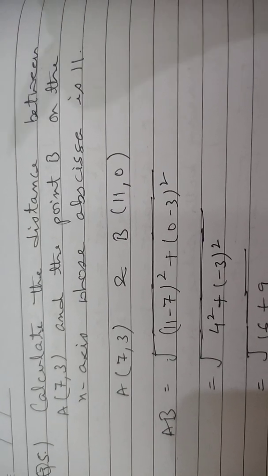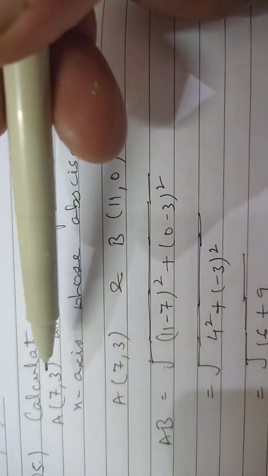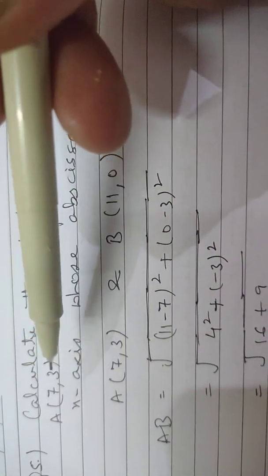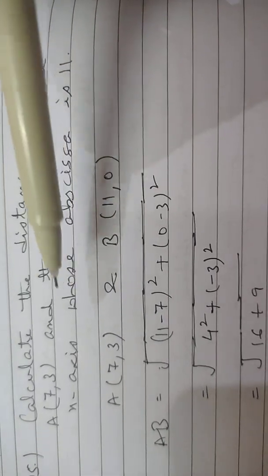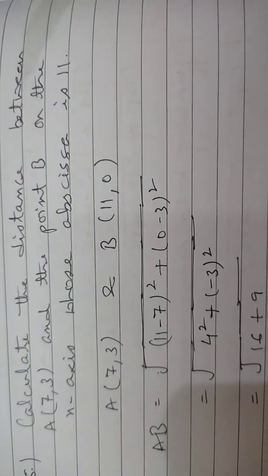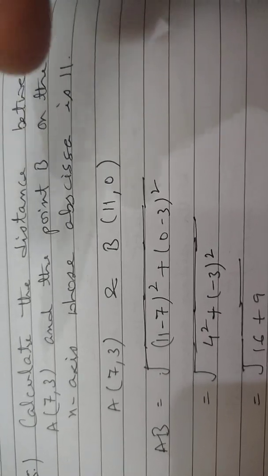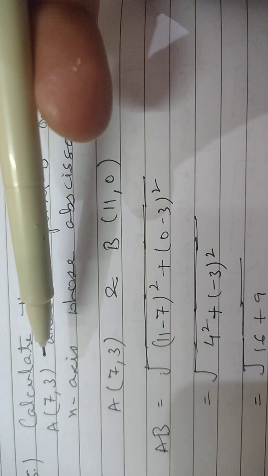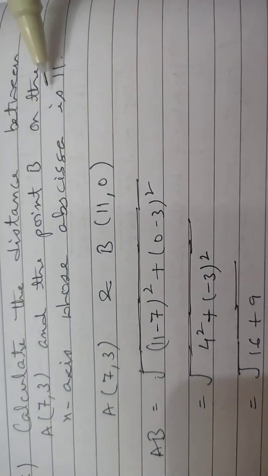In one more question, as it is given, calculate the distance between A, which is having the coordinates as 7, 3, and the point B on the x-axis whose abscissa is 11. Now again we have to find out the distance, but the language says that there is a point which is having the coordinates as 7, 3, and there's another point B which is lying on the x-axis.